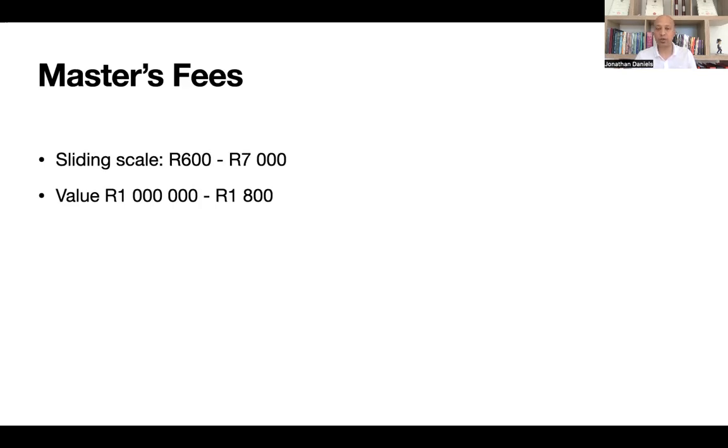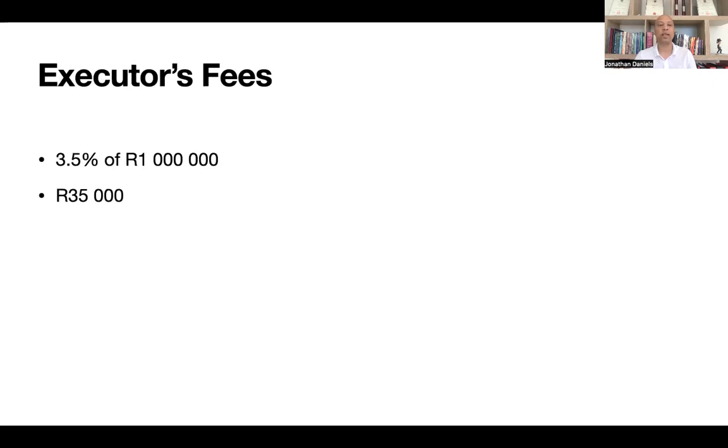The next item, guys, is the fee that we have to pay to the master in all estates. How the fee is calculated, basically, it works on a sliding scale, anywhere between 600 as a minimum and 7,000 as a maximum. If the value is 1 million, like in our case, we can expect to pay 1,800 Rand towards the master as a fee, the master's fee.